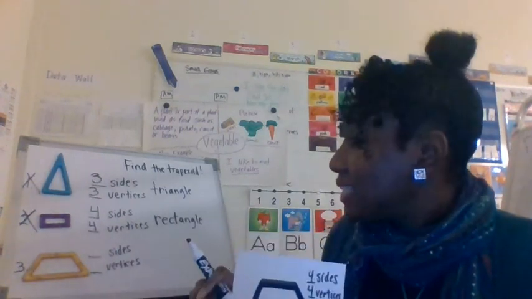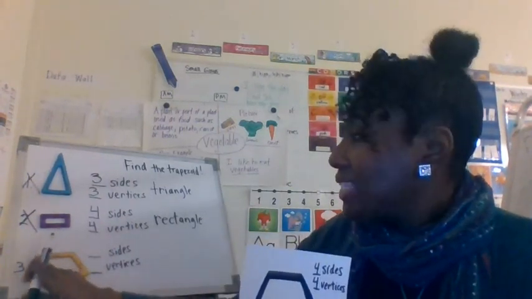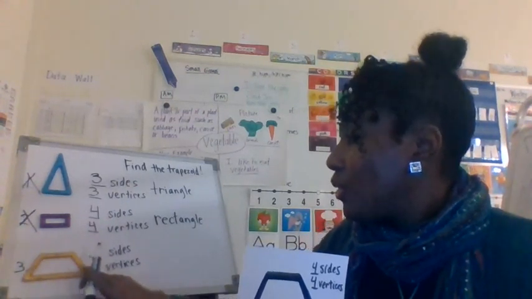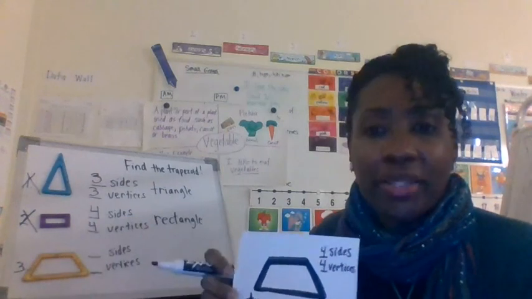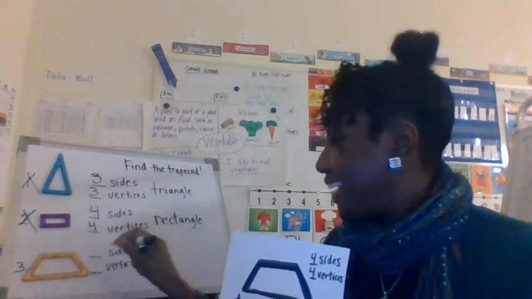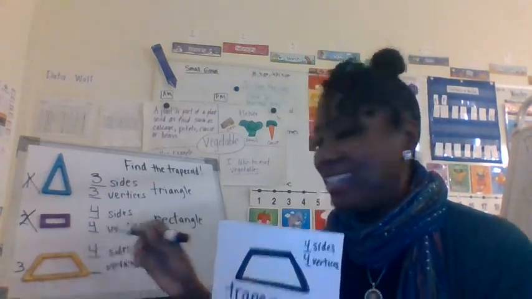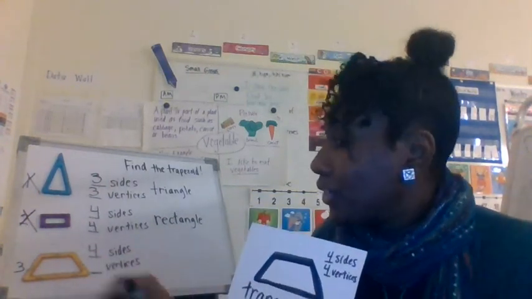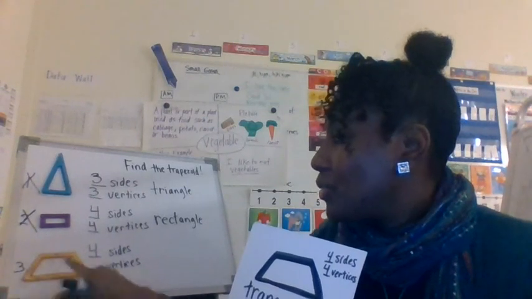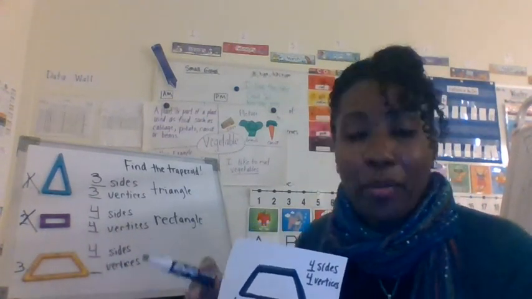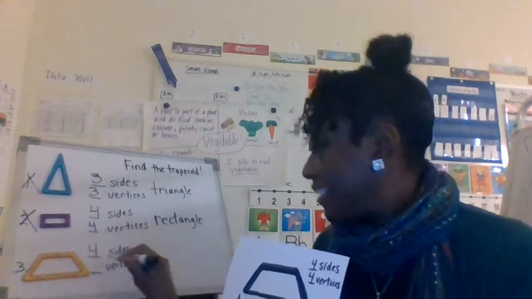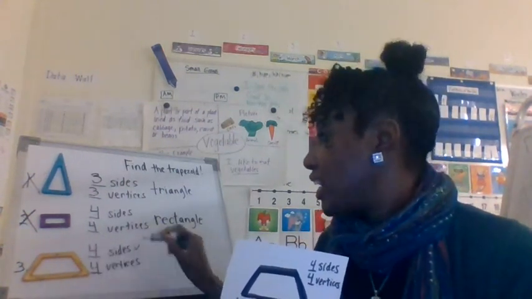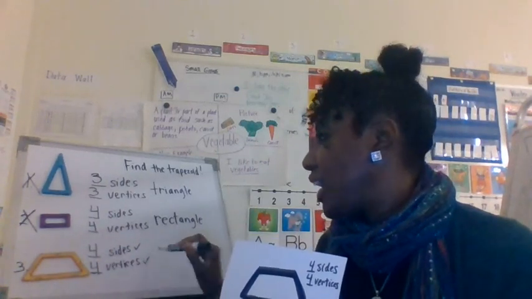First, let's count the sides. See what the number of sides is. 1, 2, 3, and 4. So how many sides are there? Yes, there are 4 sides, just like our trapezoid. Now let's count the corners or the vertices. 1, 2, 3, and 4. So how many vertices are there? 4 vertices. So this shape does have 4 sides, check, and it does have 4 vertices, check.